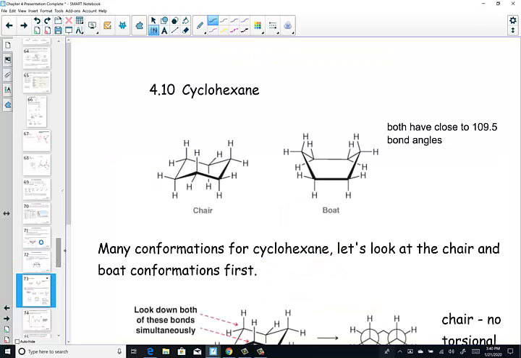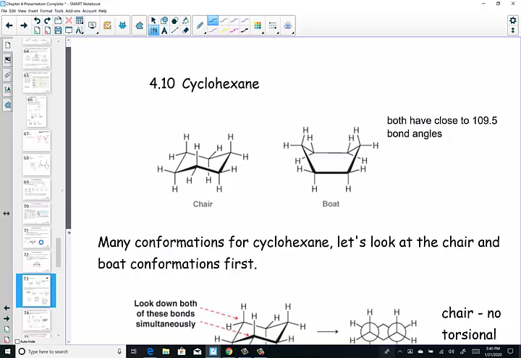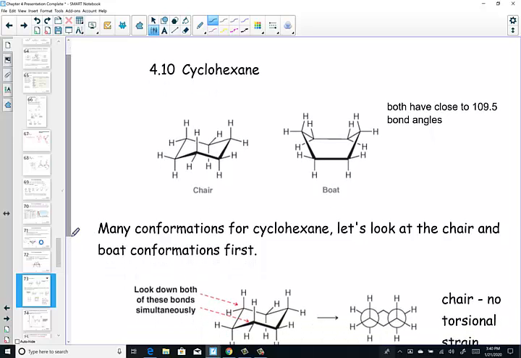But cyclohexane, as we mentioned, is indeed the most stable arrangement for a cyclic structure, a 6-membered carbon ring. Both cyclopentane and cyclohexane have very close 109.5 degree bond angles, but we alleviate a little of that torsional stress, a little bit of the steric hindrance with the 6-membered cyclic structure. We have 2 really important conformations of cyclohexane. We'll learn to call them the chair conformation and then the boat conformation.